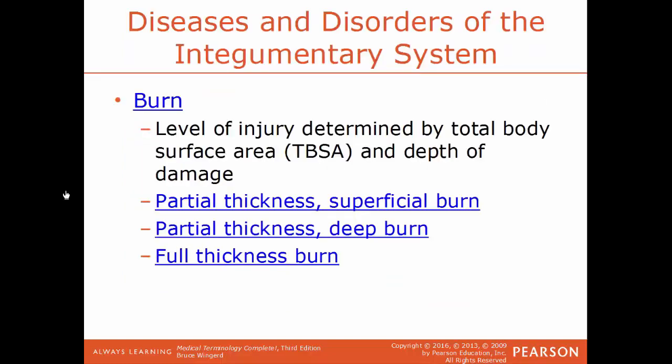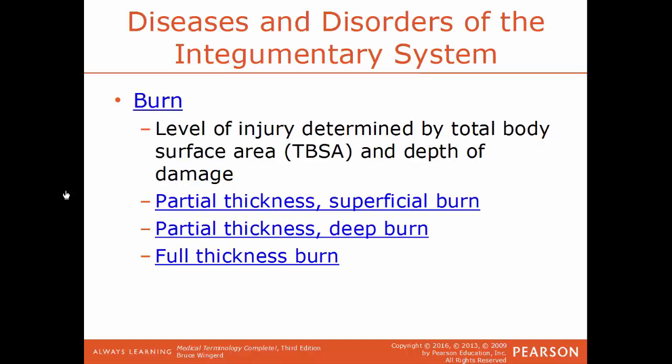The next one, burn. This is an injury to the skin due to a fire or a flame of some kind. There's a wide range of severity of different kinds of burns that you can receive. Some are not that big a deal. Some are very life-threatening, depending on how widespread not only the burn is, but how much of the body it covers.